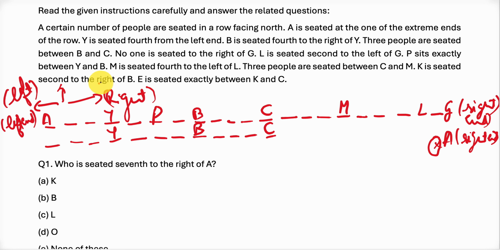K is seated second to the right of B. So we'll place K here, and E is seated exactly between K and C. So E will come here. Now let's solve the questions.